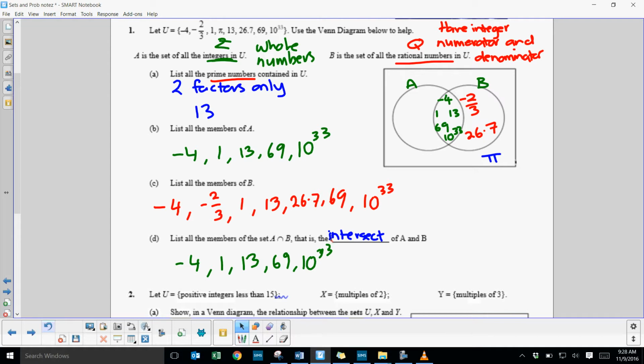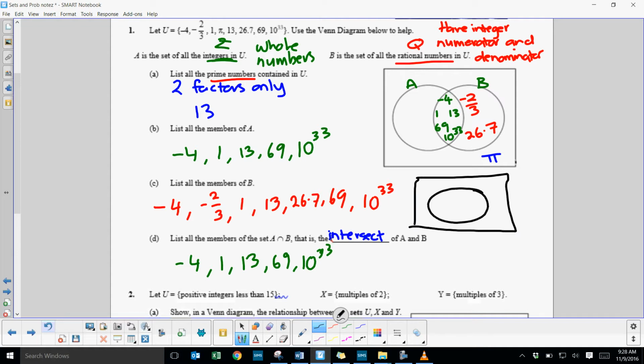You might have noticed that it turns out that A is actually a subset of B. So technically the Venn diagram could be written like this, like was done in the previous warm-up, where you have B, the rational numbers on the outside, the universal set there, and you have A on the inside, because it is a proper subset.